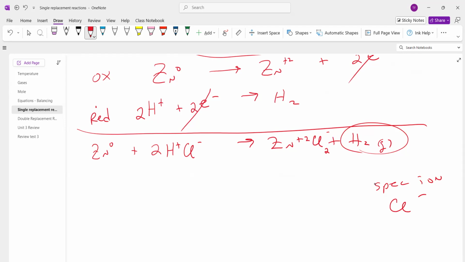So precious metals are precious because they don't change in the atmosphere. That means they're lower in the chart. You notice silver's at the bottom, gold is at the bottom, platinum's at the bottom. Things at the top oxidize really easily. Look at the bottom of your activity chart.